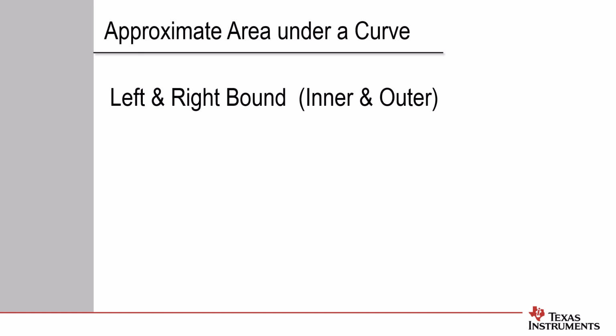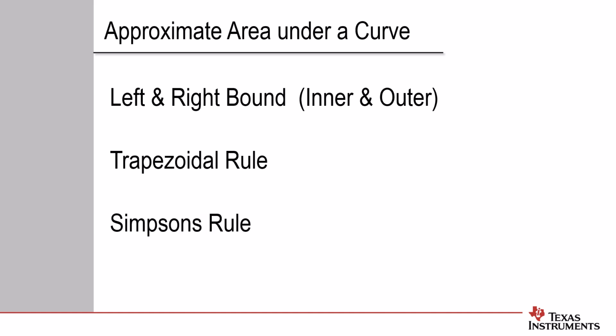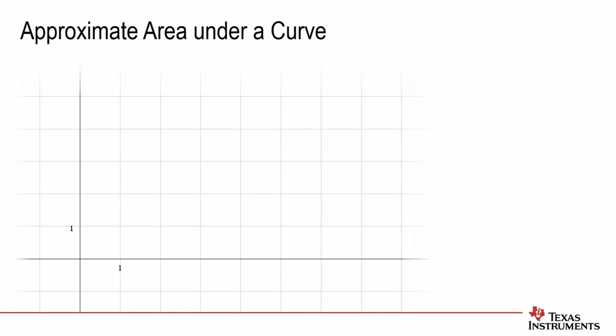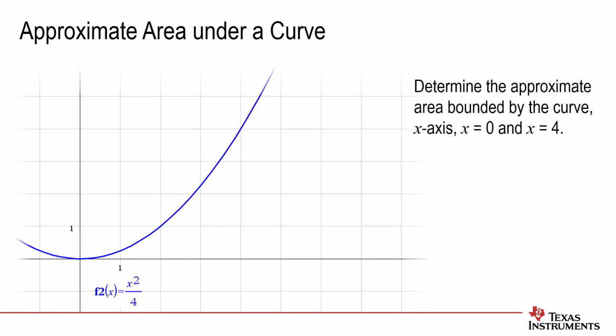We'll use left and right bound or inner and outer rectangles. That depends on the curvature as to whether or not those two things are the same. We'll have a look at the trapezoidal rule and we'll have a little crack at Simpson's rule. So this time we'll make our function just x squared on 4. We'll determine the approximate area bounded by the curve, the x or horizontal axis, x equals 0 and x equals 4. We'll start by using right-bound rectangles.